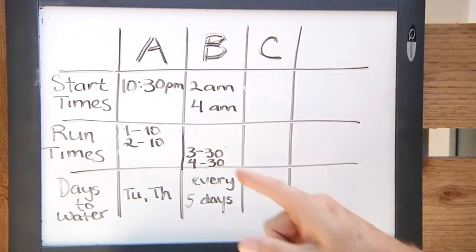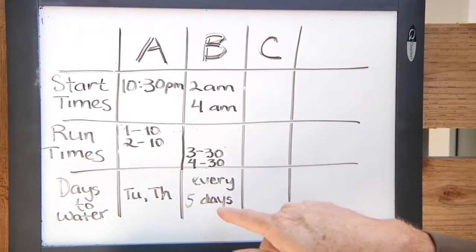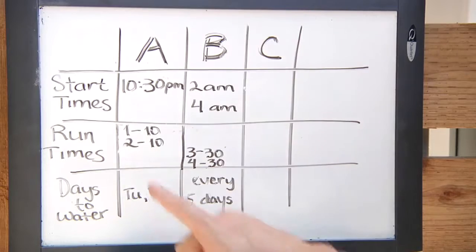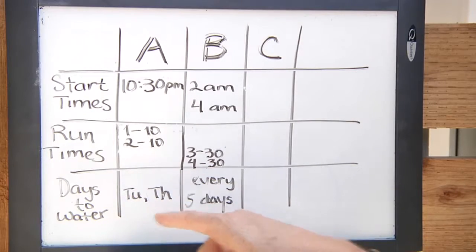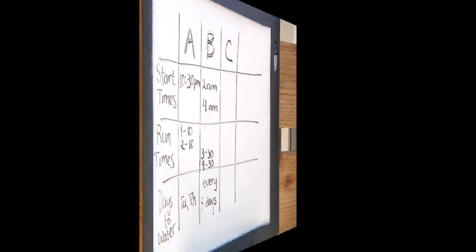Reason being, stations 3 and 4, they have a different watering day requirement. We've got every 5 days listed for the fruit trees on stations 3 and 4. Stations 1 and 2 is the grass zone, and they only water on Tuesday and Thursday. So because they have different day requirements than does stations 3 and 4 every 5 days, we're going to split them over different programs.